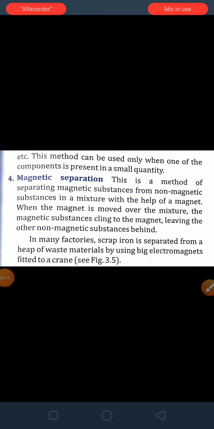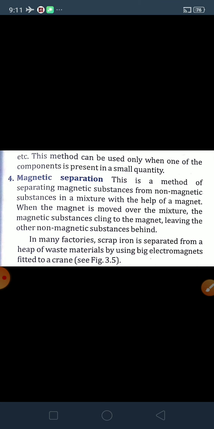In many factories, scrap iron is separated from a heap of waste materials by using big electromagnets. These big electromagnets are fitted to a crane, because the waste is big in size and there is a huge amount of waste materials. The electromagnets attract magnetic substances, leaving the other non-magnetic substances behind.